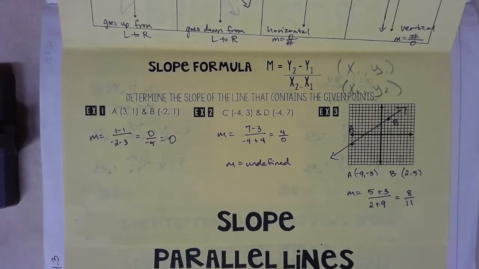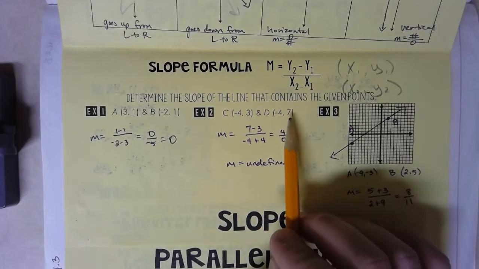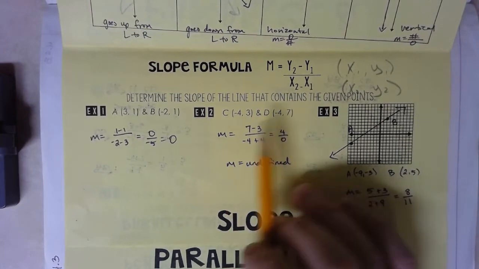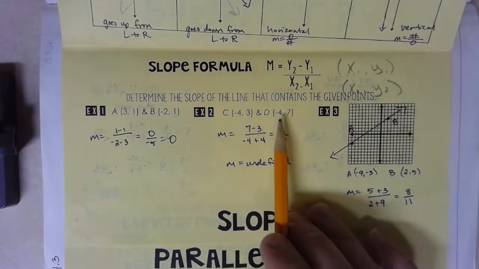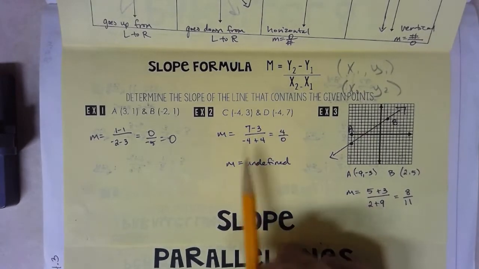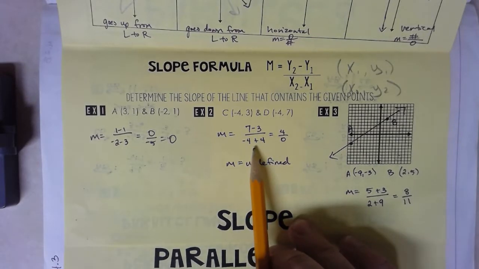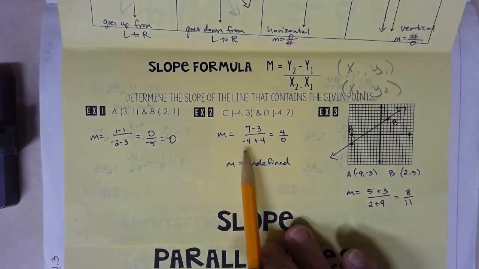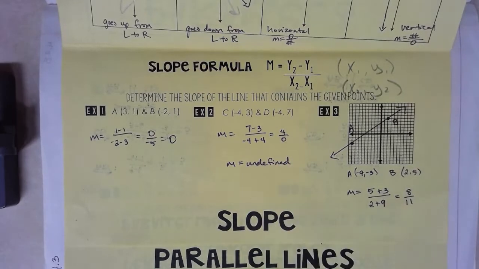Okay, example 2. So negative 4, 3, negative 4, 7. So we take 7 minus 3, y2 minus y1, over x2 minus x1. So we get 7 minus 3, and then down here, so we had x2, negative 4, minus x1. So since x1 was also negative 4, we had a minus negative, so we change that to a positive. So it becomes negative 4 plus 4. So that would be 0. So we have 4 over 0, which will be an undefined slope.